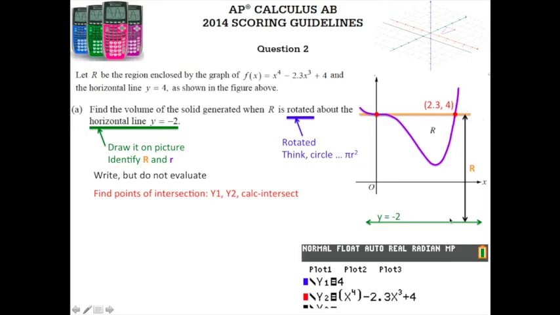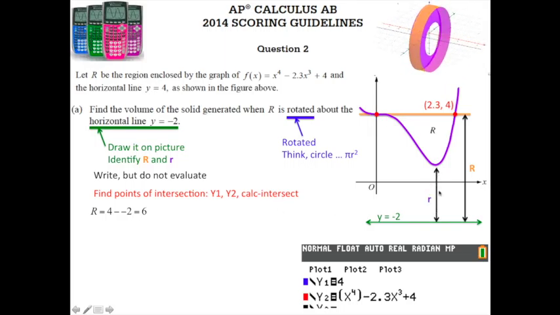Then I identify the outer radius. We're going to spin this around, and the outer radius is always the top function minus the axis, so 4 minus a negative 2. That's a distance of 6. Think of this as the center of the circle, that black line here. It's the center of the shape, and then coming out here is the outside flat surface of that shape.